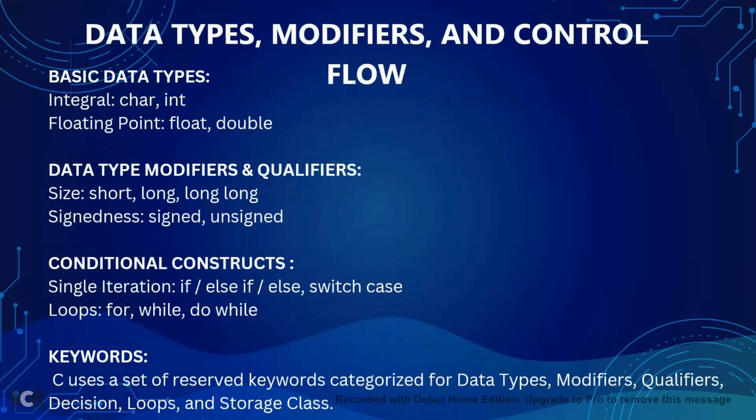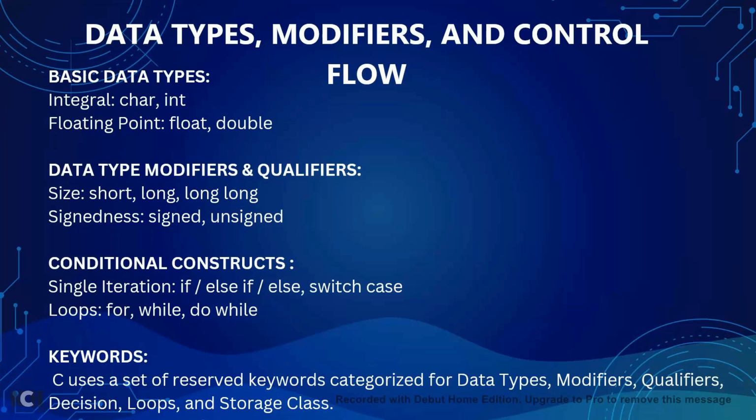Data types, modifiers and control flow. Basic data types include integral: char, int. Then floating point includes float, double. Data type modifiers and qualifiers: size, short, long; signed and unsigned. Conditional constructs: if, if else, else if, else, switch case. Loops: for, while, do while.